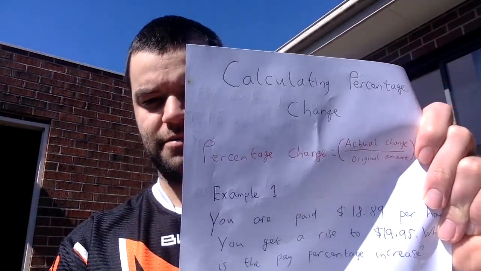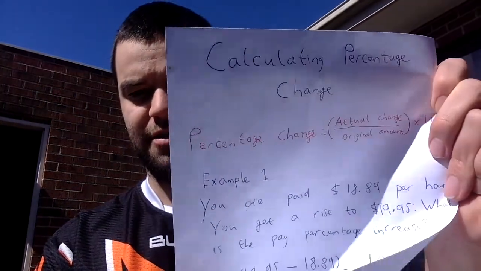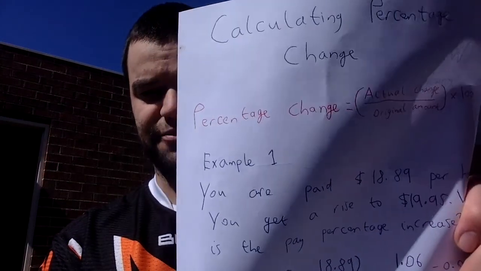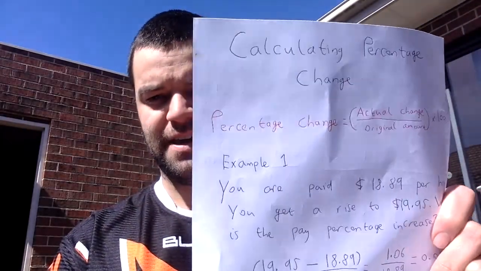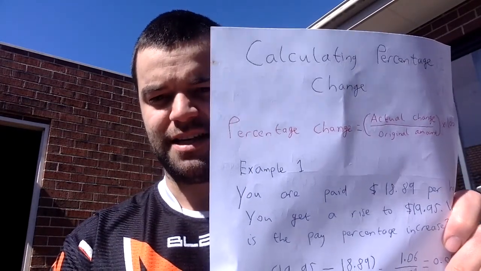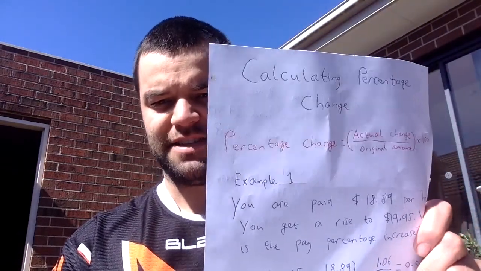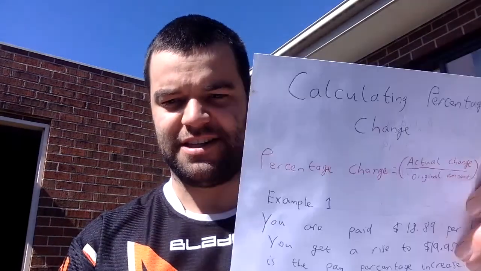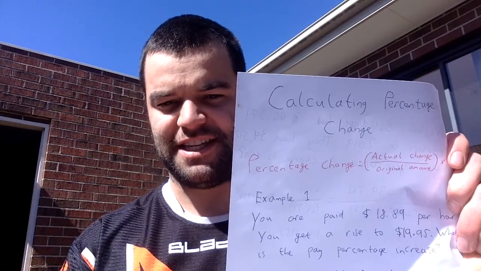So for example, let's look at the formula first. What we want to do is we want to do the change that's happened divided by the original amount multiplied by 100. Okay, it's the change divided by the original amount times 100. So as an example, I've said you're paid $18.89 per hour. You get a rise to $19.95 per hour. What is the pay percentage increase?